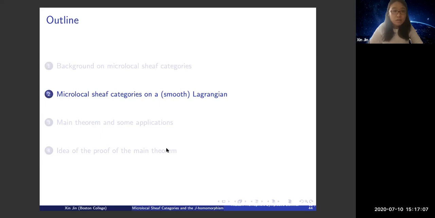So the next topic is to focus on microlocal sheaf categories on a smooth Lagrangian. The goal is to show this naturally defines a local system, a locally constant sheaf of categories, on a smooth Lagrangian.